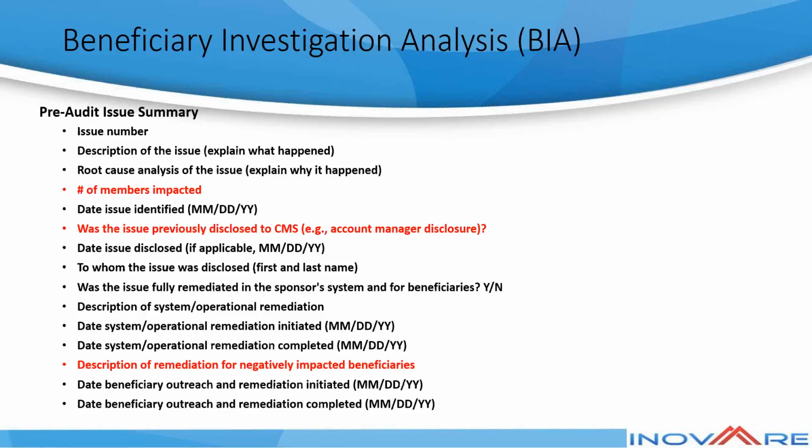I don't want to go into a lot of detail on what the beneficiary pre-audit issue summary requires, but as you could tell, even at the summary level, it's asking for the number of members impacted. Was the issue previously disclosed to CMS? When you disclosed it and who you disclosed it to? The description of the remediation for negatively impacted beneficiaries. When did you fix it? When did you identify it? And again, a detailed action on what takes place will follow.